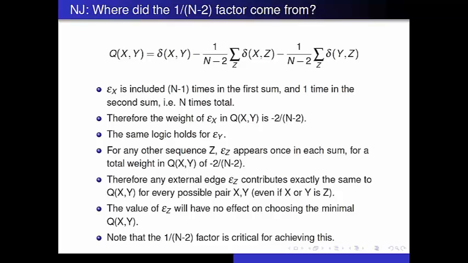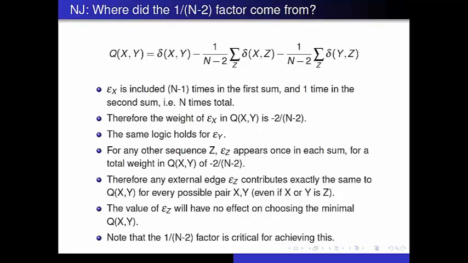Basically, a given external edge length will contribute to all possible qxy. In other words, that function q for all possible pairs xy, that external edge length will contribute an equal amount to every single one of those. So clearly it can't drive the choice of which one will be minimal.